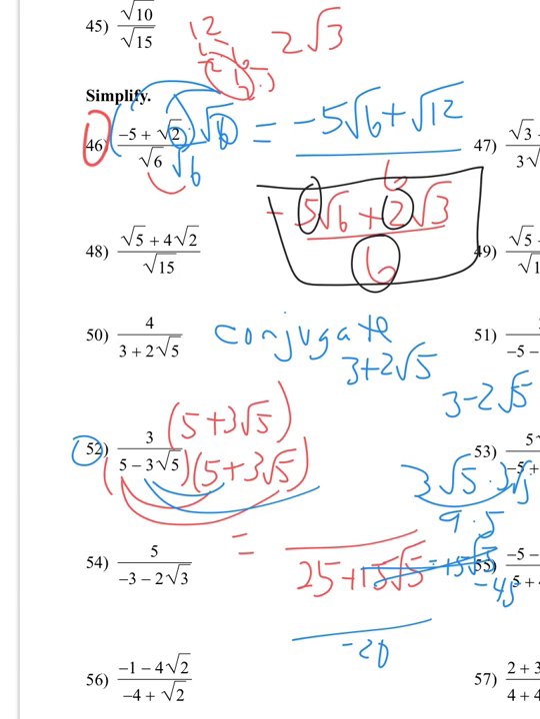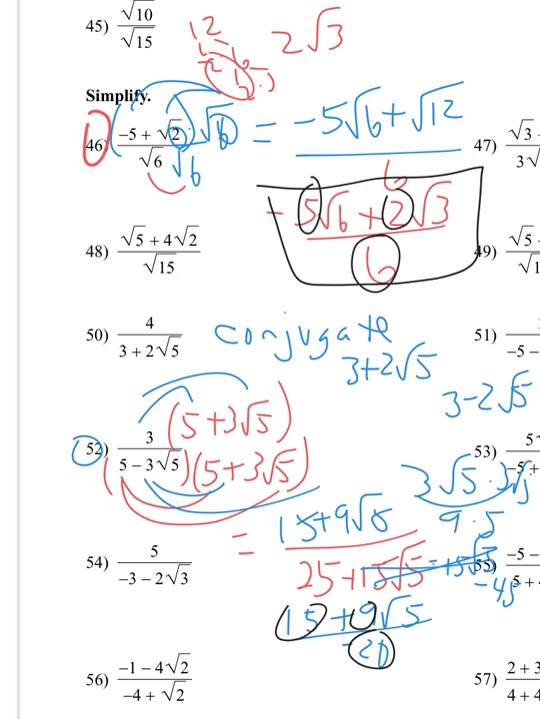On the top, I got to do the multiplication here, which means I have to distribute. So I'm going to have 15 plus 9 radical 5. So I have 15 plus 9 radical 5 on the top. Okay? You just have to check these numbers and see if you can reduce anything. Well, there's no common factors of all these, so nothing can really be reduced. This is one acceptable form of the answer.